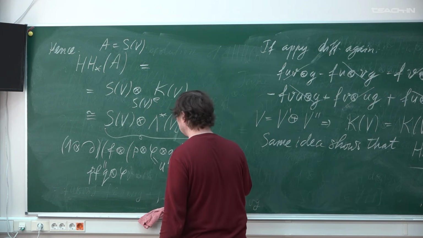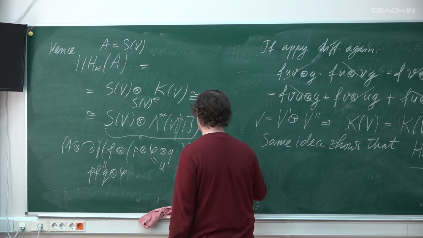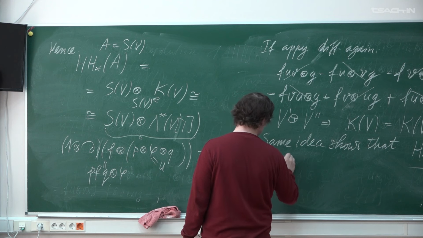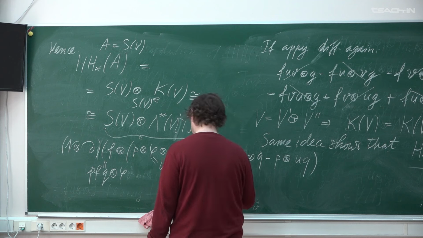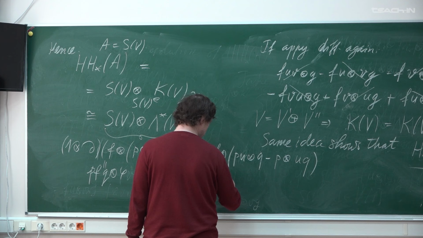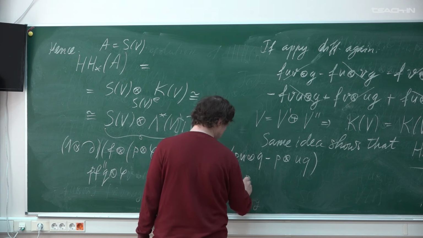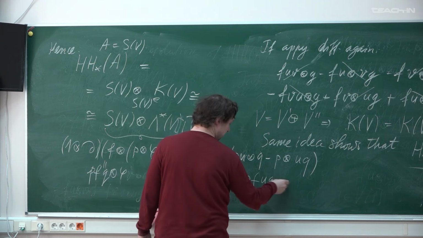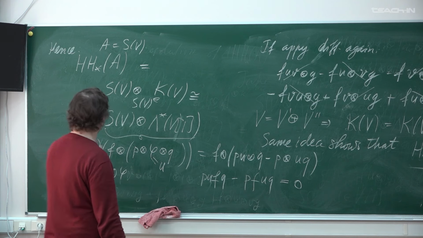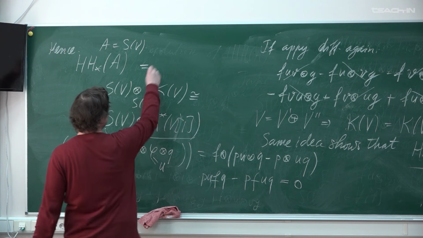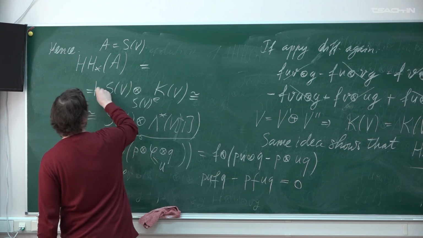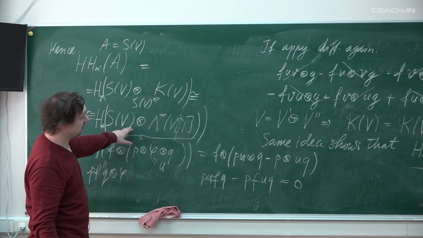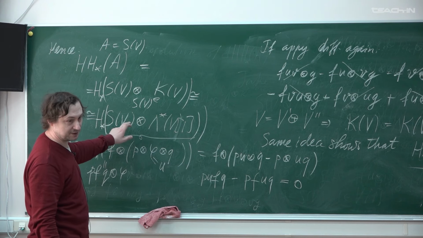So it will be equal to f tensor pu tensor q minus p tensor u q, which is the same as f p u q minus p f u q. But the product is commutative in the algebra of polynomials, so this is always equal to zero. So we see that this cohomology is equal to the cohomology of this complex, which is equal to the complex itself, because this complex has zero differential.